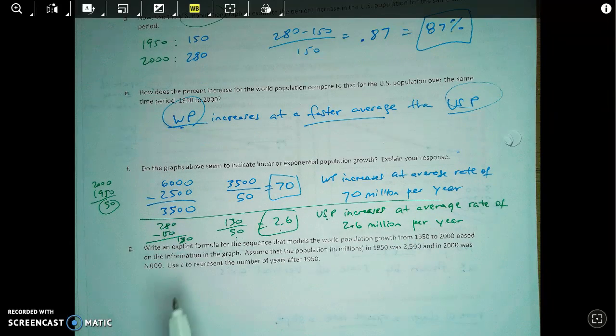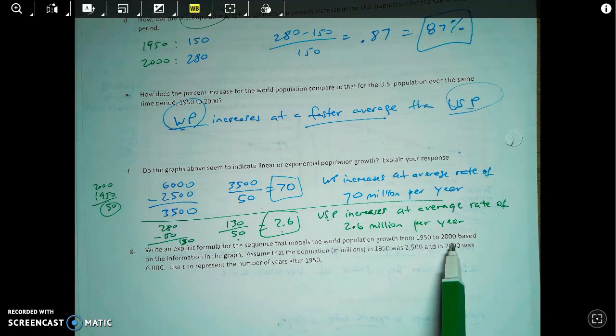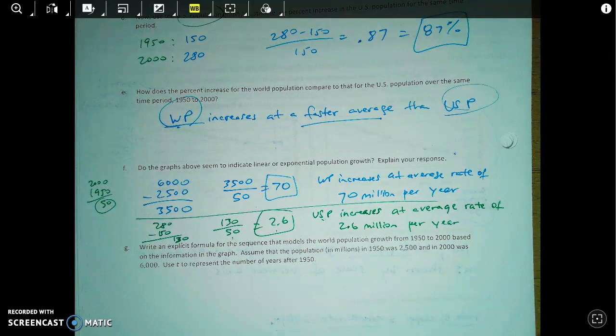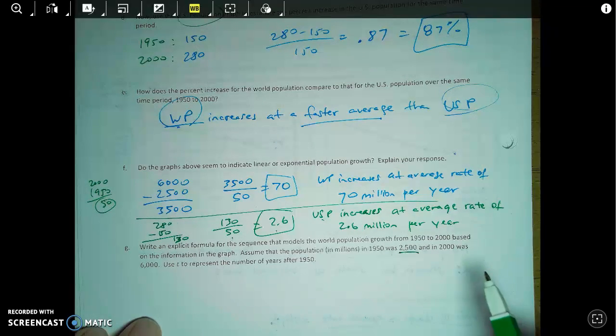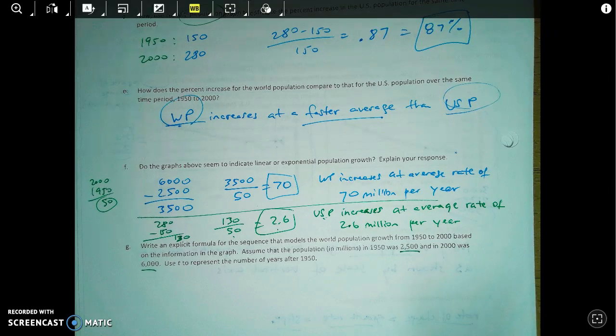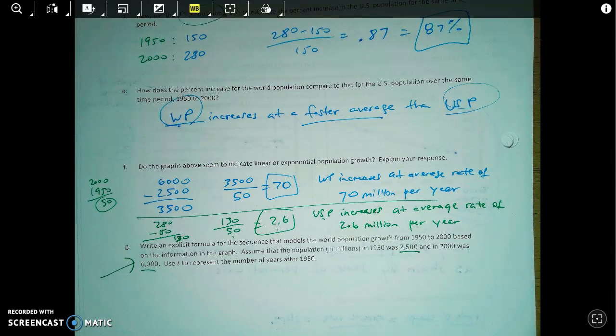Okay, question G. Write the explicit formula for the sequence that models the world population growth from 1950 to 2000 based on the information in the graph. Assume the population in millions in 1950 was 2,500 and in the year 2000 was 6,000. This is very important because this question looks like it's going to show up very similar to this on the STAAR.